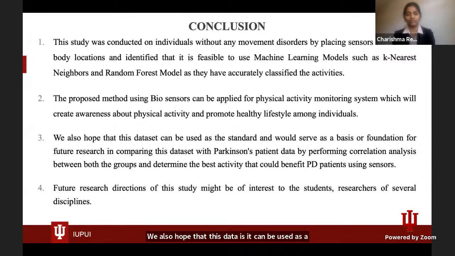We also hope that this data set can be used as a standard and would serve as a foundation for future research in comparing this with the PD patient data and performing some correlation analysis between the groups and determining the best accuracy that could predict PD patients using the sensors. And the future directions of this study might be of interest to students and researchers of several disciplines.